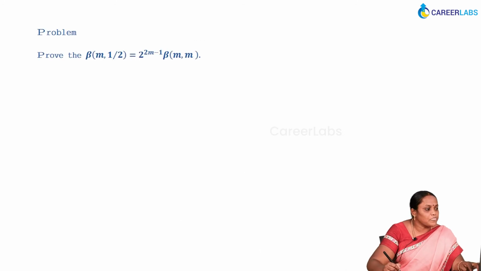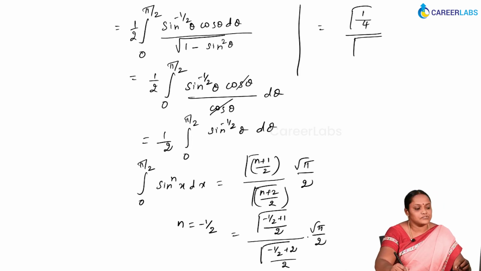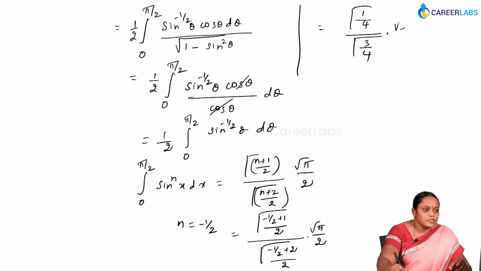Okay. So let me write it here itself. So this is nothing but gamma of, minus half plus 1 will give you half, and half divided by 2 is nothing but 1 by 4, divided by, here minus 1 by 2 plus 2 will give you 3 by 2, and 3 by 2 by 2 will give you 3 divided by 4. So the answer will be gamma of 1 by 4 divided by gamma of 3 by 4 into root pi by 2.